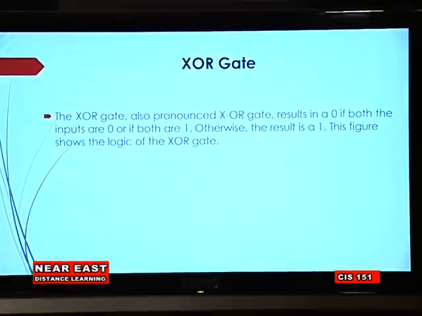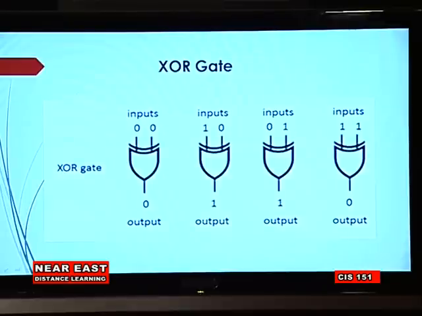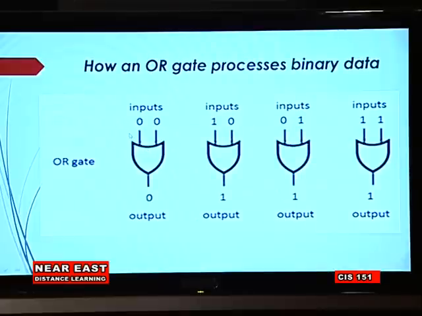And now we are talking about the XOR gate. The XOR gate, also pronounced X-OR gate, results in a 0 if both inputs are 0, or if both are 1. Otherwise, the result is a 1. The figure now shows us how it works. So this is how the XOR looks. It's different here. There is a line before the 2 inputs. This is the XOR gate, not like the OR gate. It has to have a line here. This is the difference between OR and XOR.